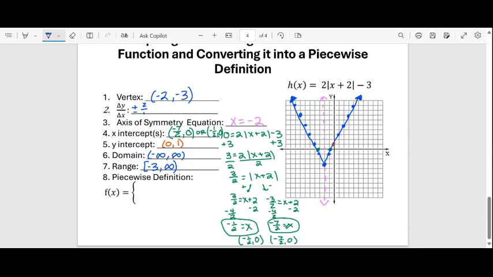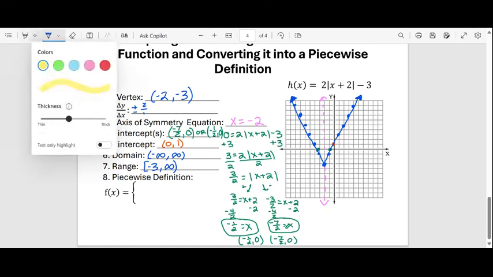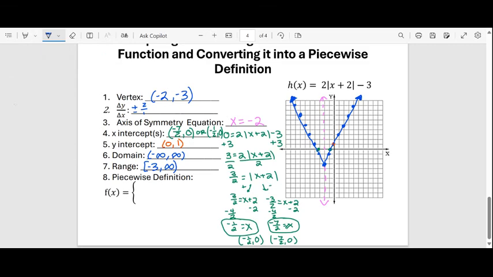All right, last step today. We're going to write the piecewise definition. So this side here has a positive slope. Our right side has a positive slope. And the positive slope is 2 over 1. Our vertex here was -2, -3.